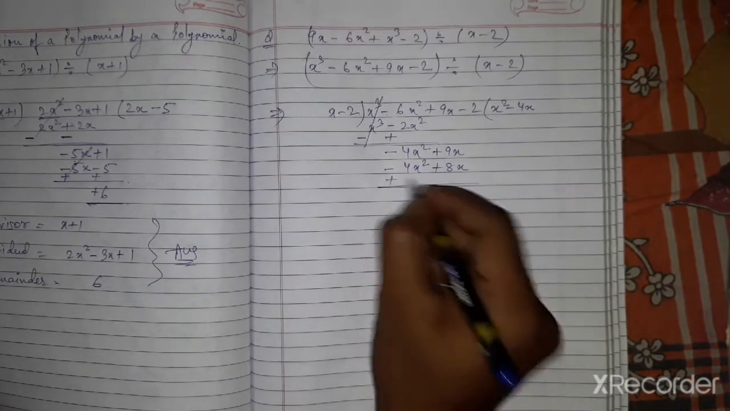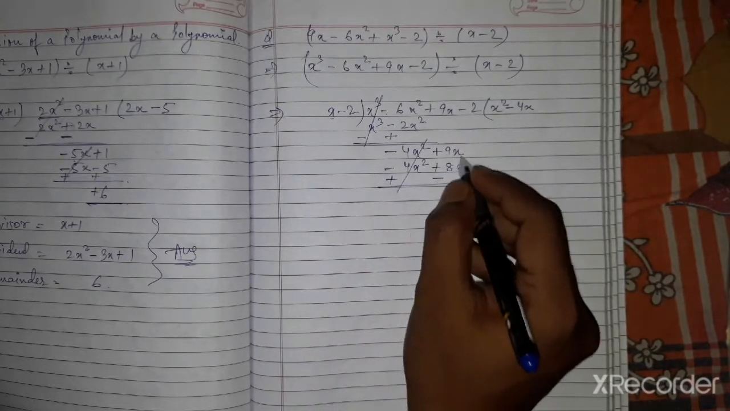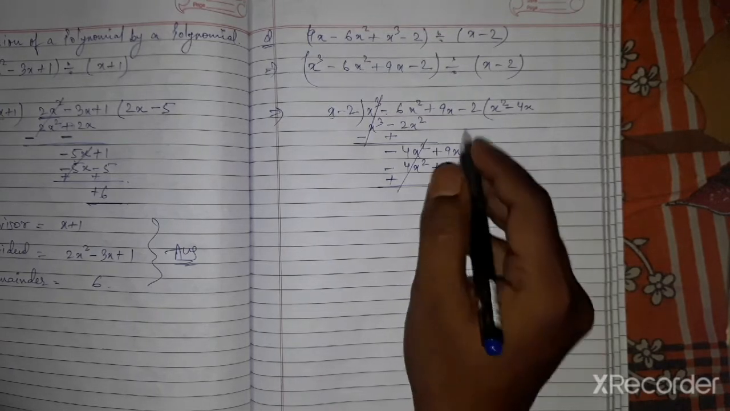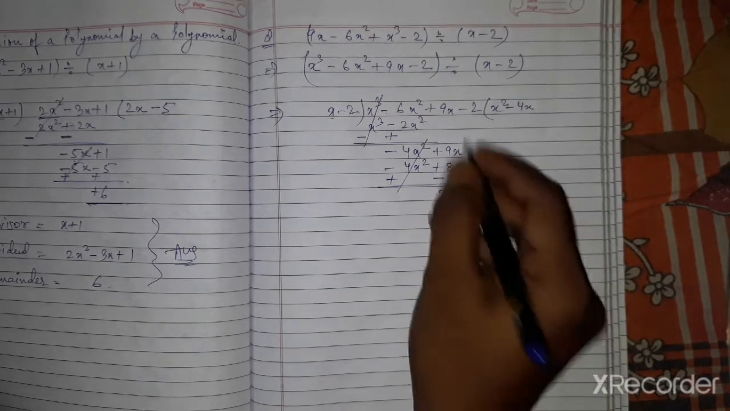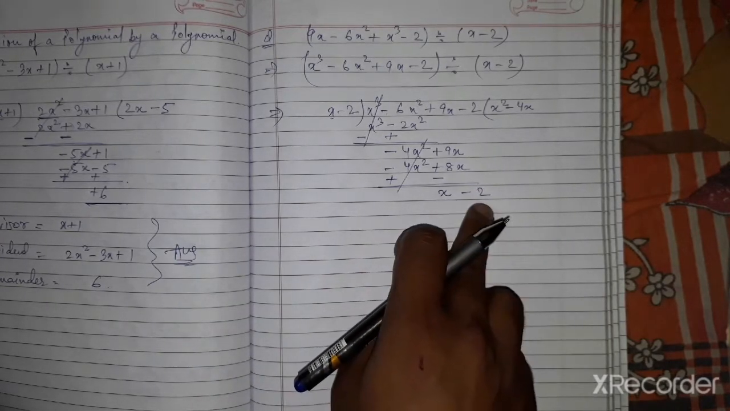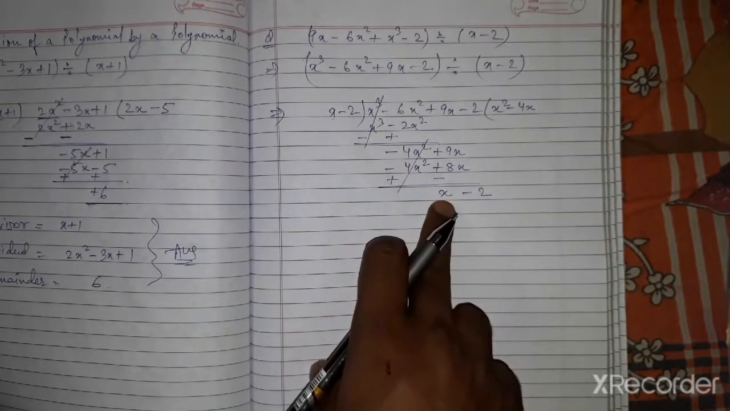Now I will change the sign. It eliminates. It becomes plus 9x and minus 8x. So it becomes x only, and minus 2 will step down. Now here you can see the remainder is x minus 2, and here you can see the divisor is also x minus 2. My prime motive is to eliminate the first term only.